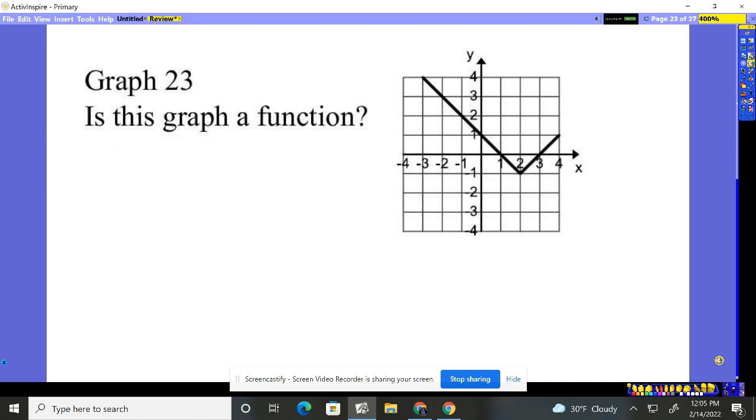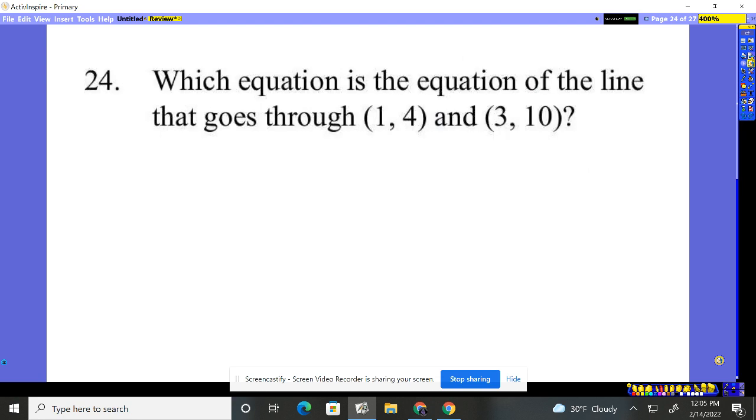23, is this graph a function? The answer is yes. For every x, there's only one y value. So when x is -1, there's a value right here, not there and here. When it's -2, there's just one answer right there. Now, when it's a graph, we normally do what's called the vertical line test. If I draw a vertical line, no matter where I draw it, it's only going to hit in one spot. If it only hits in one spot, then yes, it is a function. So the answer there was yes.